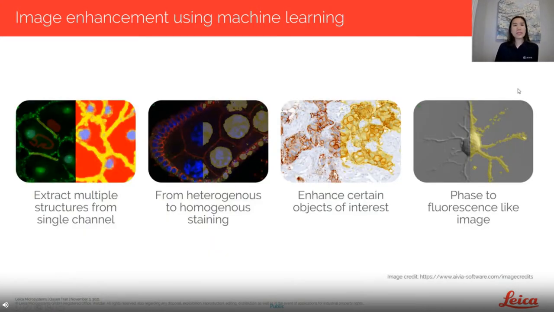Now, a few more examples of what image enhancement using the machine learning algorithm could look like. This left example here is extracting multiple structures from a single channel. Here we have a protein or a marker that has stained both the nucleus and the cell membrane at relatively the same level of intensity.